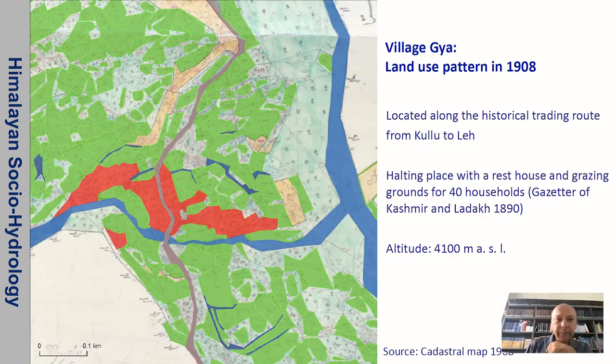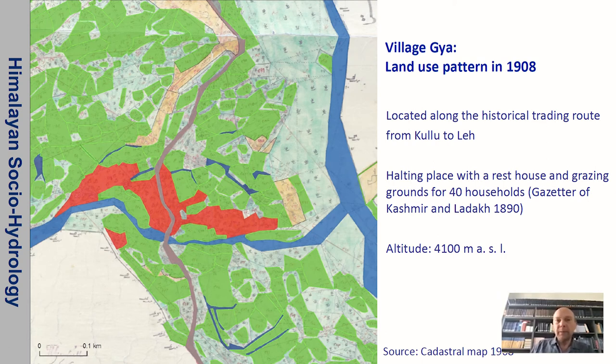Next, we checked the structure of the village of Gya, and we started to use an old cadastral map, a colonial map from 1908. This is the main channel, and you can see in red the location of the village and the cultivated fields in green. And Gya was an important place along the historical trading route between Kulu and Leh, and it was a halting place.